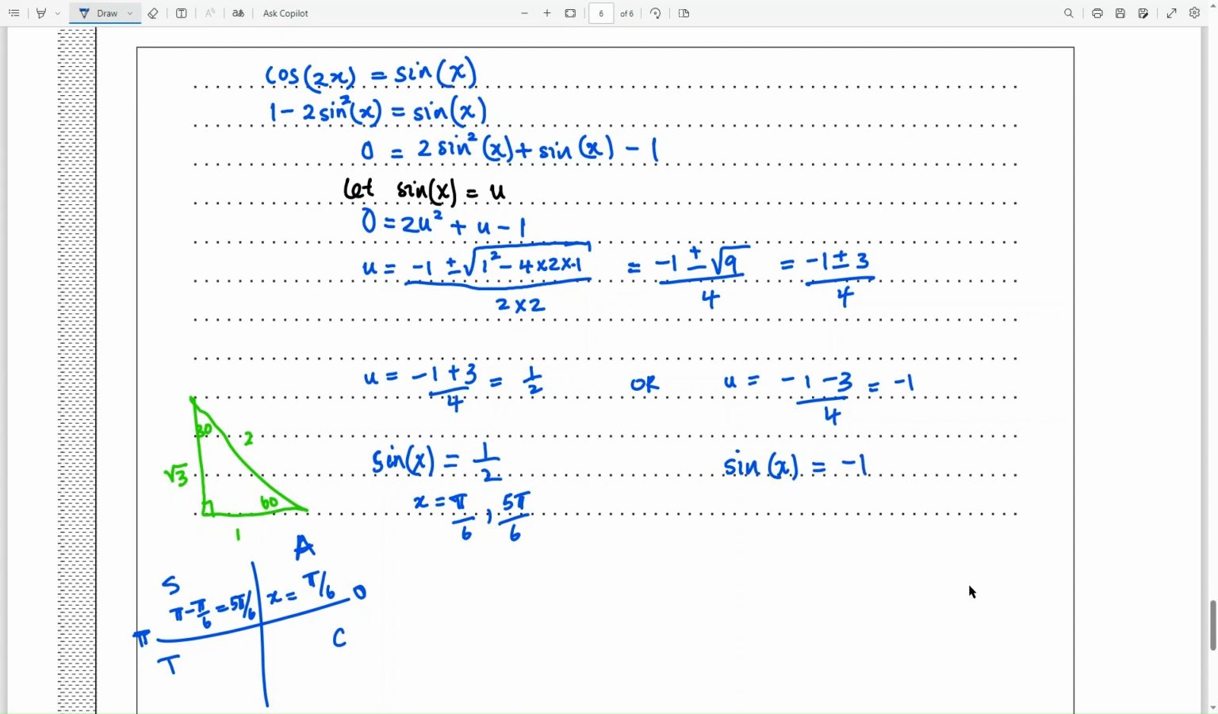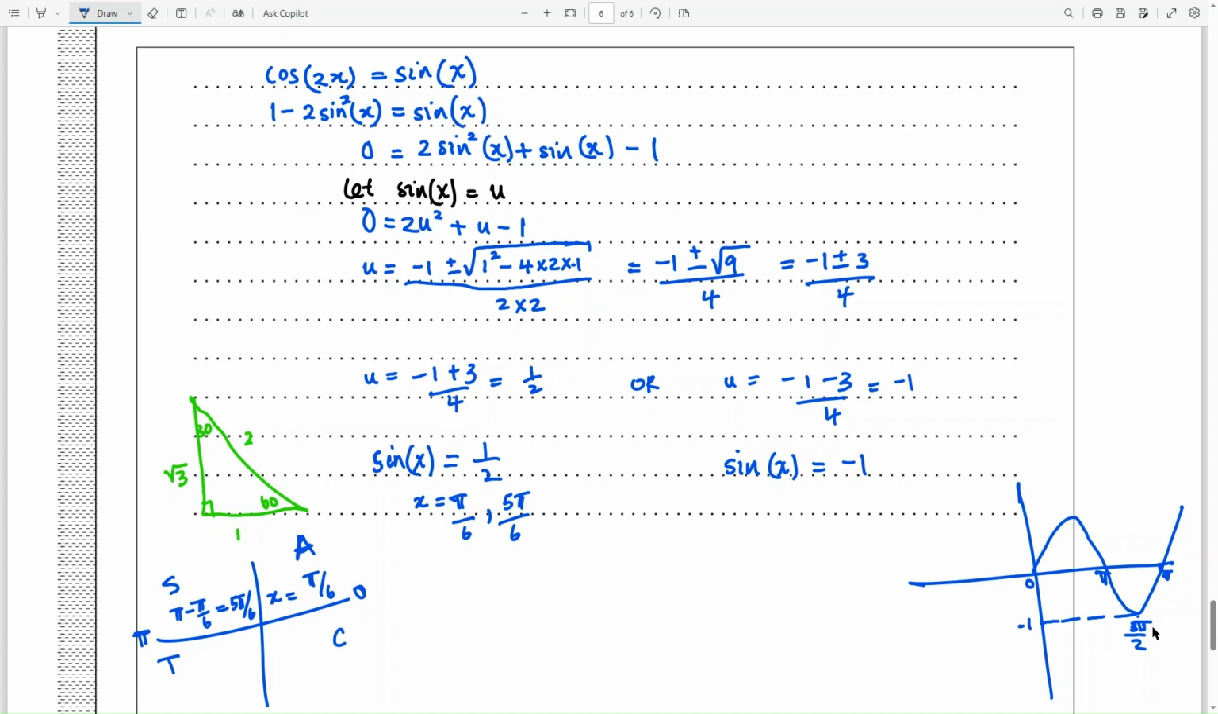Remember the little diagram I made for the graph of sine just now, where this was 2 pi, and this was pi, and that was 0. Well, this is where you get negative 1, at 3 pi over 2, at 270 degrees. But we're not considering that. It's not in the range we were given. It's above pi, so we're not going to consider that as an option.